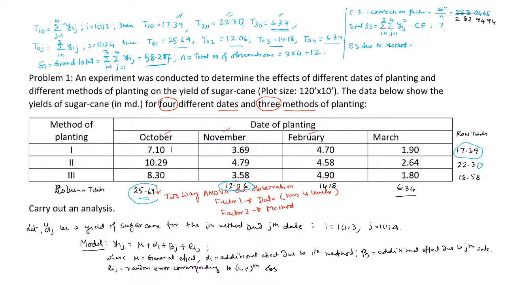Then tell me the total SS. Please compute this. Then SS due to method, which is denoted by SSM, this is equal to sum over i from 1 to 3 of Ti naught square by 4, minus correction factor.